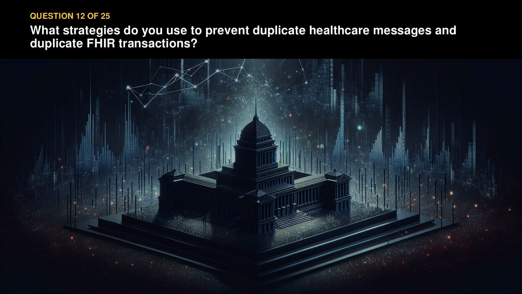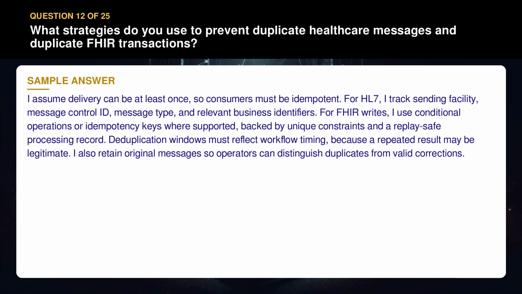Question 12. What strategies do you use to prevent duplicate healthcare messages and duplicate FHIR transactions? I assume delivery can be at least once, so consumers must be idempotent. For HL7, I track sending facility, message control ID, message type, and relevant business identifiers. For FHIR writes, I use conditional operations or idempotency keys where supported, backed by unique constraints and a replay-safe processing record. Deduplication windows must reflect workflow timing, because a repeated result may be legitimate.